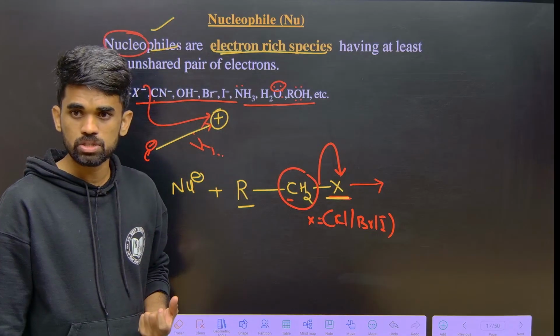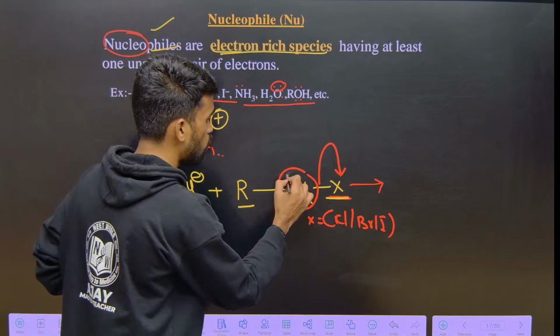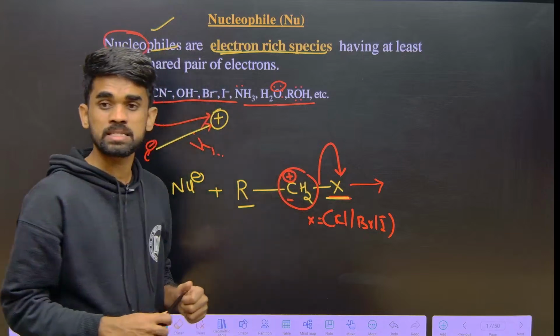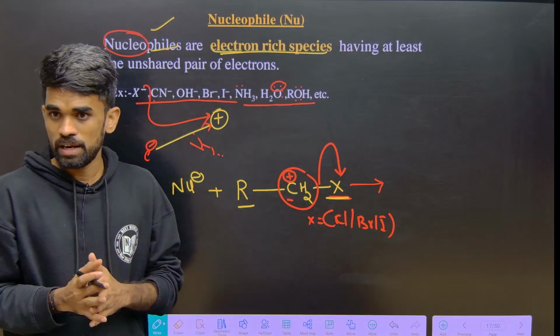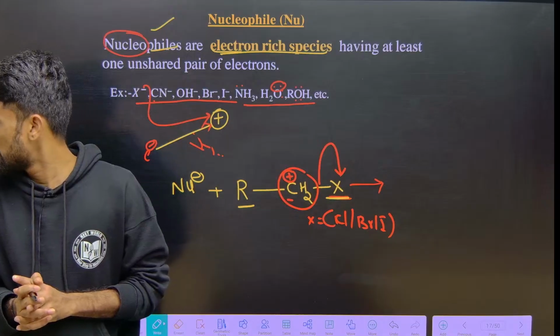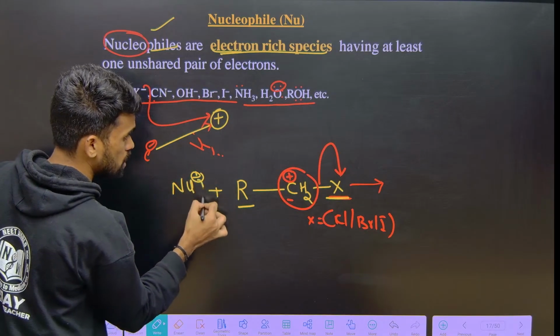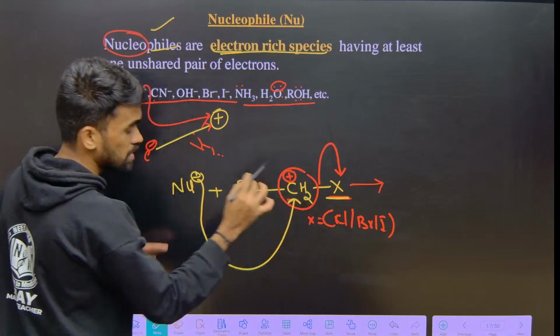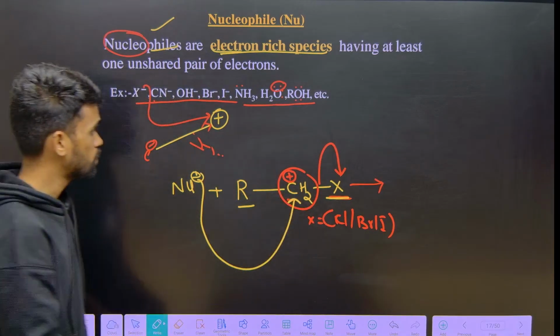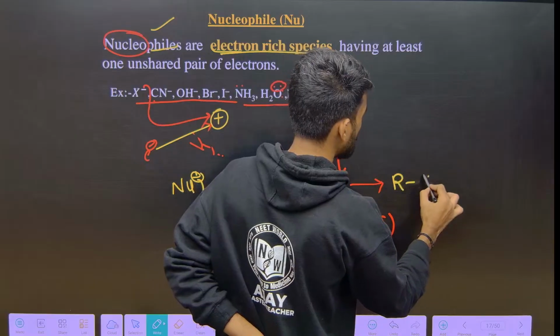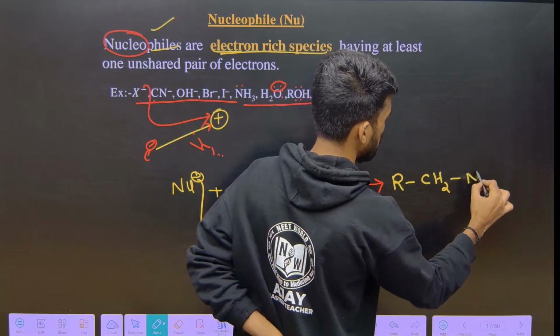Positive charge or negative charge? Positive charge. Now what is a suitable thing to attack on this? Some nucleophile, nucleus loving species are required. Therefore, this negative charge will come and attack here, that's it. You are done with your reaction. So you are going to get RCH2, some nucleophile here.